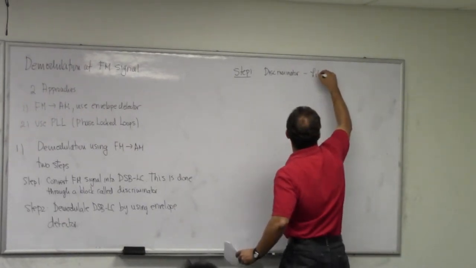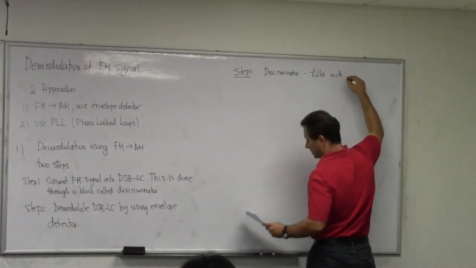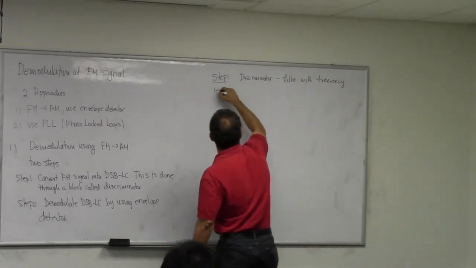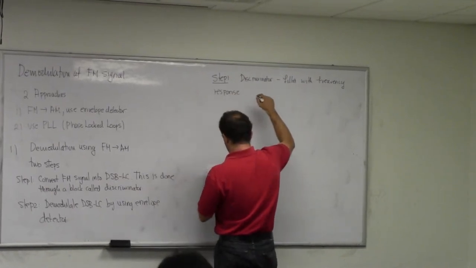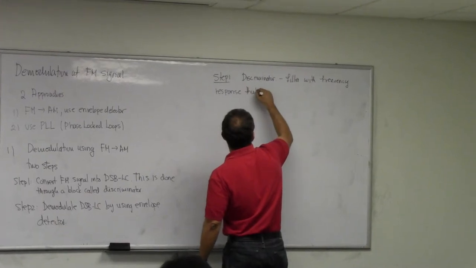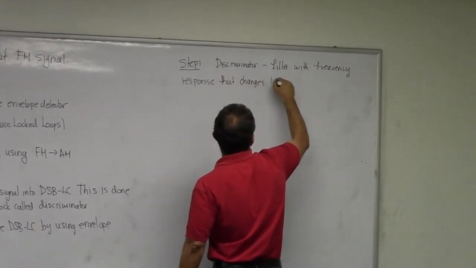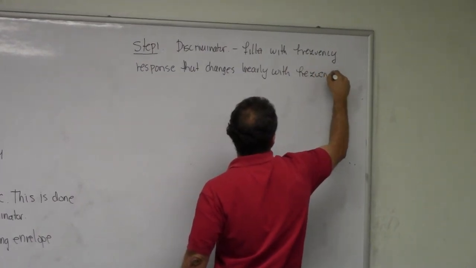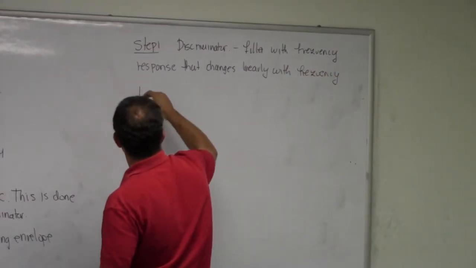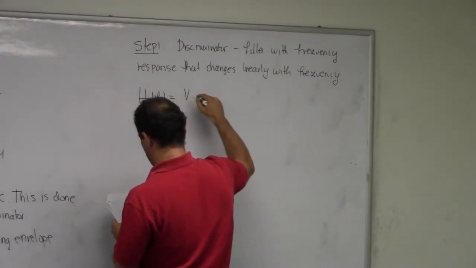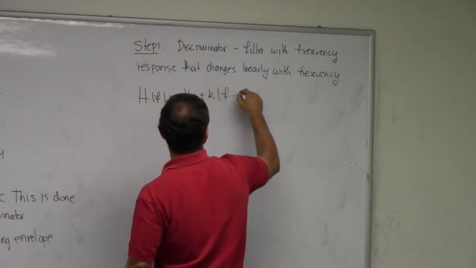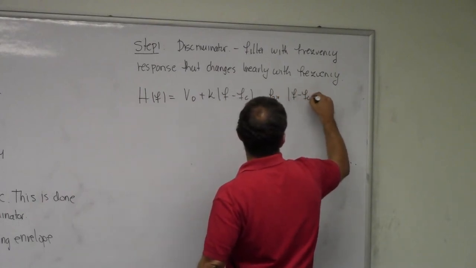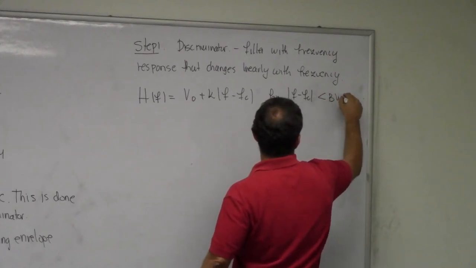So this is a filter essentially with a frequency response that changes linearly with frequency. Now, how does this filter work? Well, it has a frequency response H of f that's equal to some constant plus k times f minus f c, for f minus f c smaller than the bandwidth of your signal.